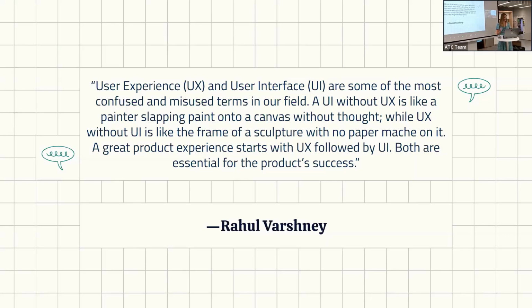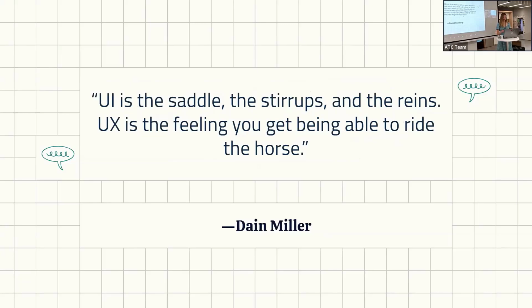And if you've got room for one more analogy, Dane Miller sums up the relationship between UX and UI design perfectly. He says UI is the saddle, the stirrups, and the reins. UX is the feeling you get being able to ride the horse.